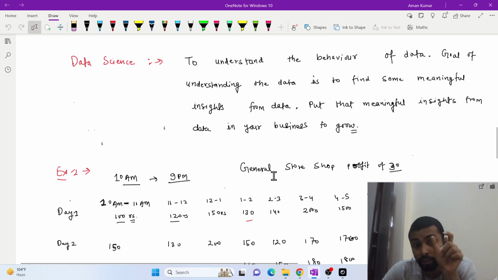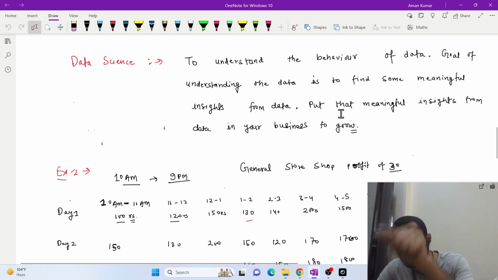Focus on this point: meaningful insight. This is the meaningful insight: from 10 a.m. to 4 p.m. I'm not earning too much, but from 4 p.m. to 9 p.m. I'm earning too high. This is the meaningful information, meaningful insights, and you put those meaningful insights from that data into your business to grow.